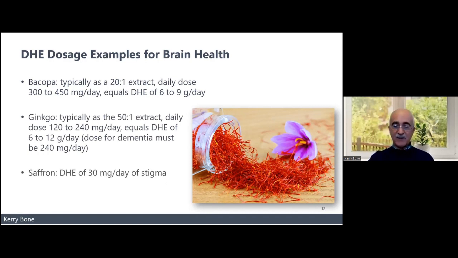Saffron, you must use the stigma as shown in the photograph, and the DHE is quite small, 30 milligrams a day of the stigma. It's kind of like a carotenoid concentrate, that stigma. For sage, the dried herb equivalent is 2 to 3 grams per day of leaf.